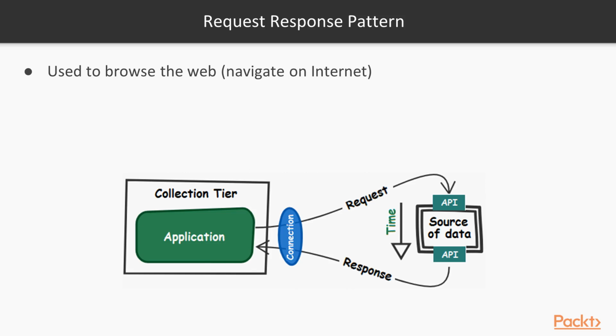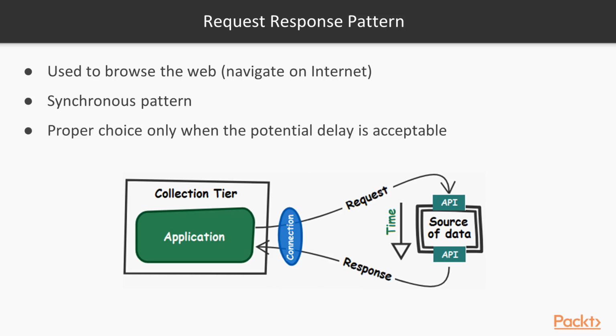So let's start with the request response pattern. The request response pattern is very common since it is the pattern used to browse the internet. We open the browser and we fire a request, for example, a Google search, and we wait for a response. While waiting, we cannot perform other tasks, which means that this is a synchronous pattern. From a streaming perspective, this approach can be okay only if the potential delay is acceptable. So, the cost of the collection tier having to wait for a response and the streaming data API having to respond in a timely fashion are the main drawbacks of this interaction pattern. But the advantage is that this interaction pattern is very easy to implement.